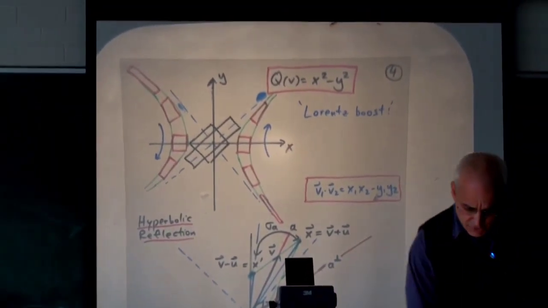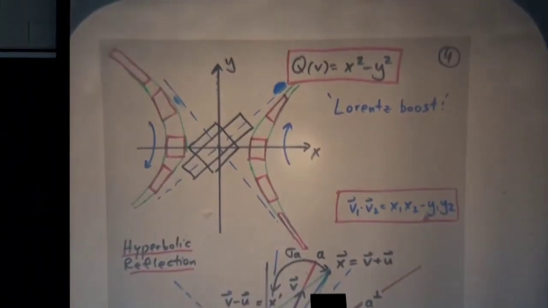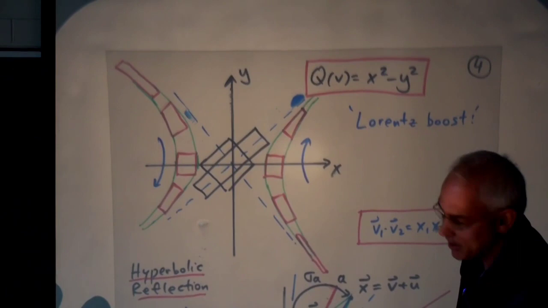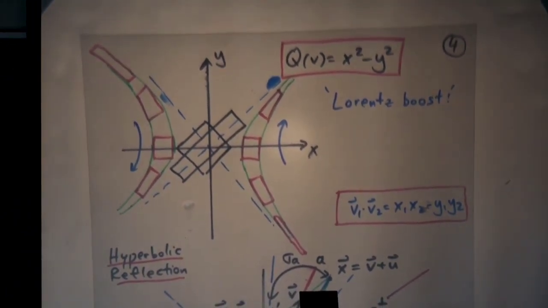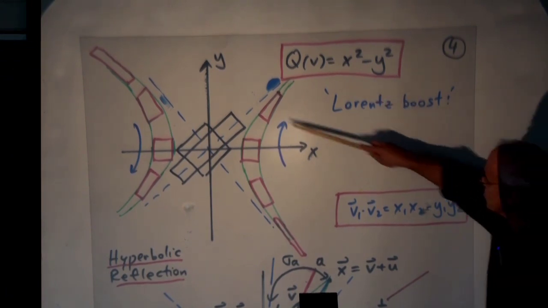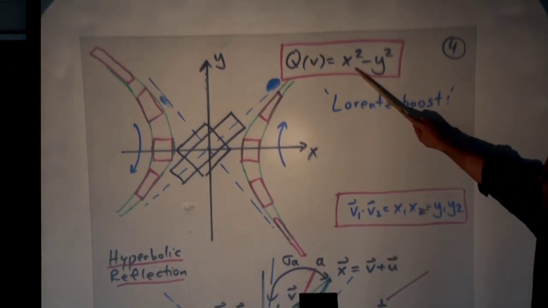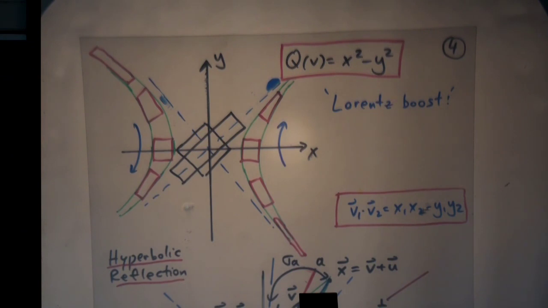To understand isometries in a relativistic setting, it's easier if one works a little bit in lower dimensions. So let's have a look at baby relativistic theory. We have just two coordinates, x and y, in the relativistic form x squared minus y squared.